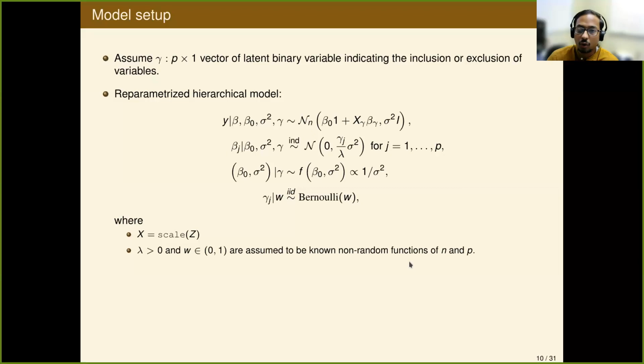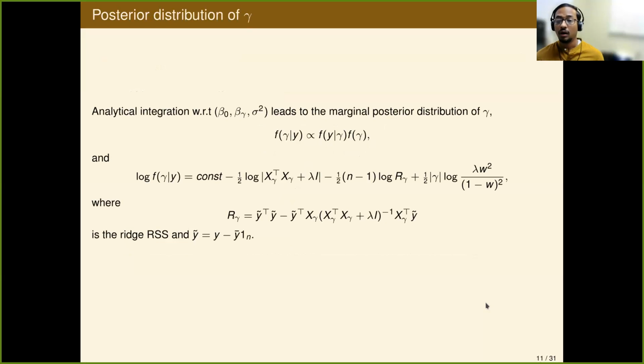And so our goal is to find the posterior distribution of gamma. Now, that's a very high dimensional distribution. It can take 2 to the power p many possible values. But we would like to find out the important variables, so gamma i with high posterior probabilities in some sense.